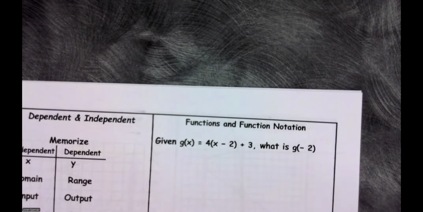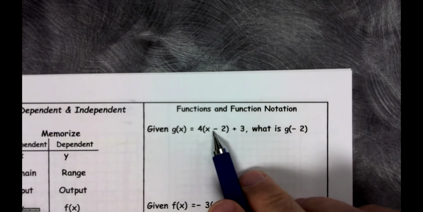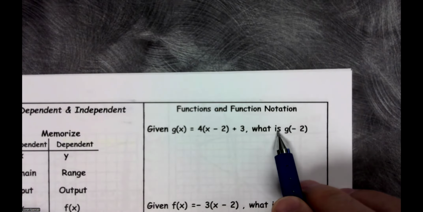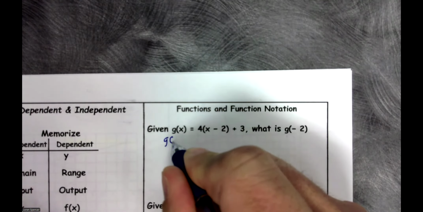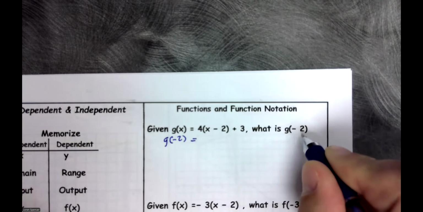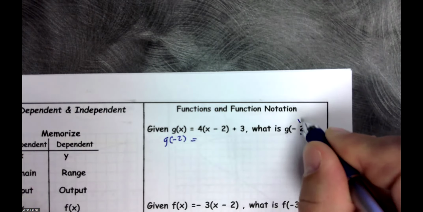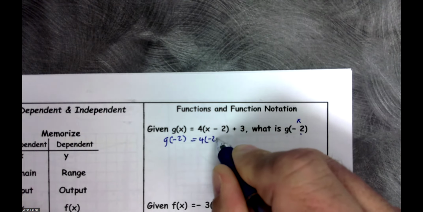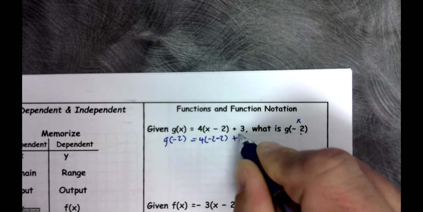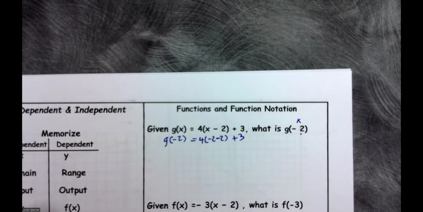All right, our last four problems. Given g of x equals 4x minus 2 plus 3, what's g of negative 2? Well, basically, they're telling me to just plug in negative 2 wherever I have an x. So this is 4 parentheses negative 2 minus 2 plus 3.